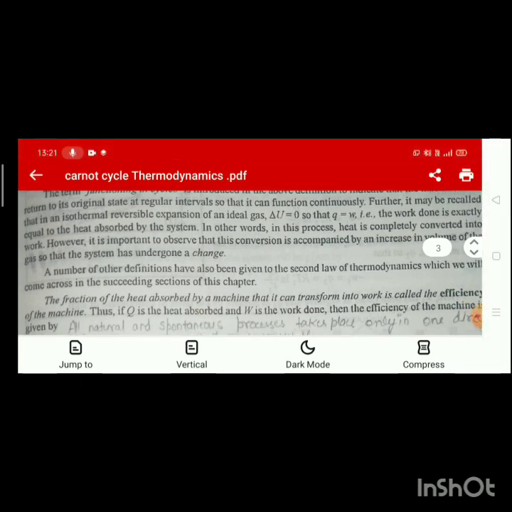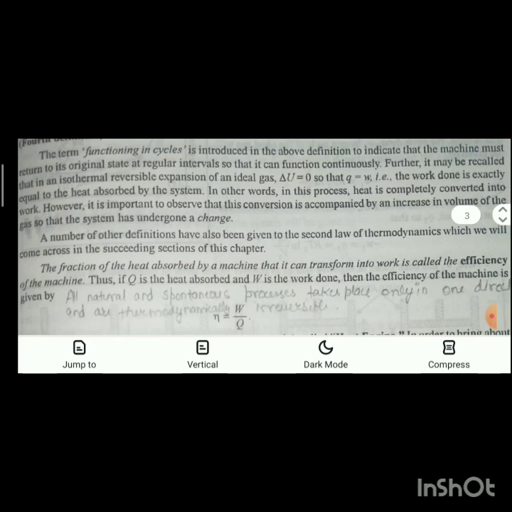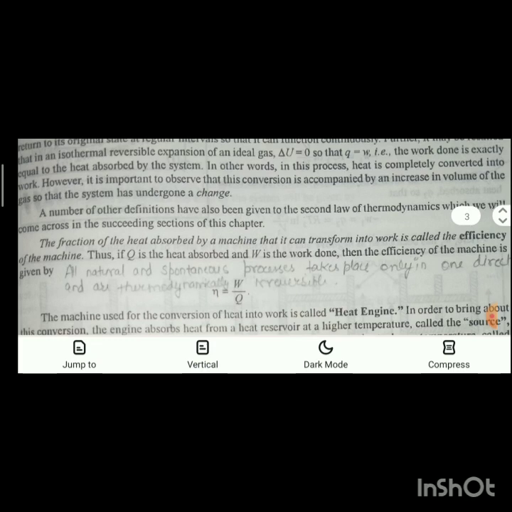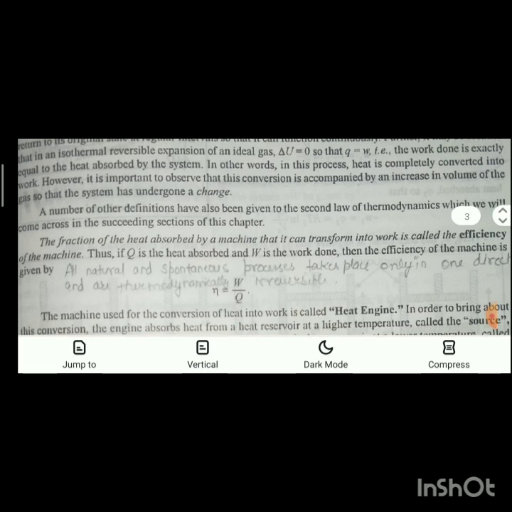Further, it may be recalled that in an isothermal reversible expansion of the ideal gas, change in U equals 0 so that Q equals W, that is, the work done is exactly equal to the heat absorbed by the system. In other words, in this process, heat is completely converted into work. However, it is important to observe that this conversion is accompanied by an increase in volume of the gas so that the system has undergone a change. A number of other definitions have also been given to the second law of thermodynamics, which we will come across in the succeeding section of this chapter.